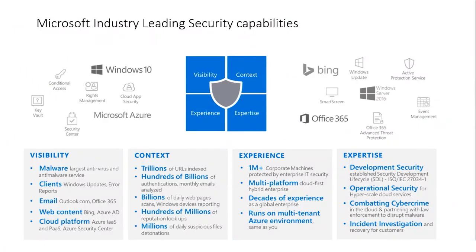Microsoft has industry-leading security capabilities. That's pretty much what it is. Microsoft focuses on the four major parts, which are visibility, context, expertise, and experience for security. These are your key examples of how they deliver these capabilities by delivering these products.